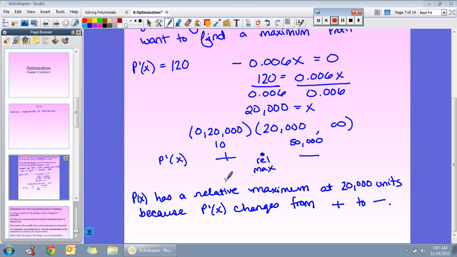And we write our conclusion sentence like this. P of x has a relative maximum at 20,000 units because p prime of x changes from positive to negative. So that was the answer for question A.